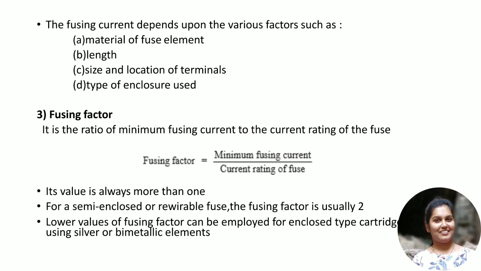And the size and the location of the terminals, either it is located or soldered, depending upon the location and the placement of the terminals, the fusing current depends. And it also depends upon the type of the closure used, like what kind of closing compartment we have used, will also help in deciding the fusing current of that particular fuse. Based upon these 4 factors, fusing current will be decided.